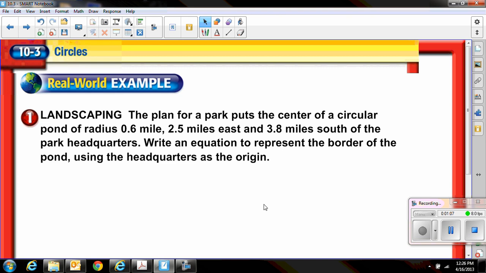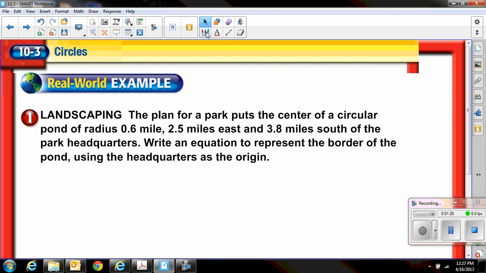Alright, so let's give it a try. The plan for a park puts the center of a circular pond of radius 0.6 mile, 2.5 miles east, and 3.8 miles south of the park headquarters. Write an equation to represent the border of the pond using the headquarters as the origin.